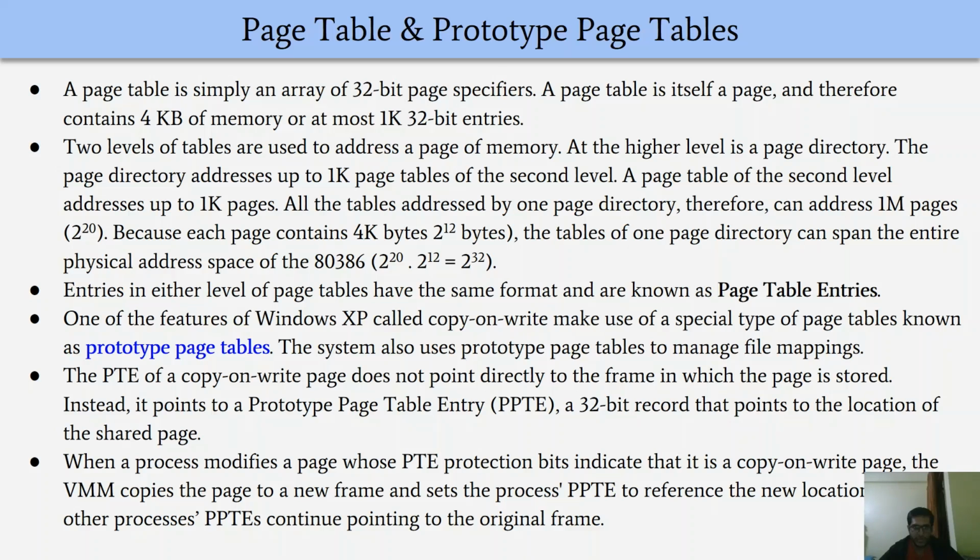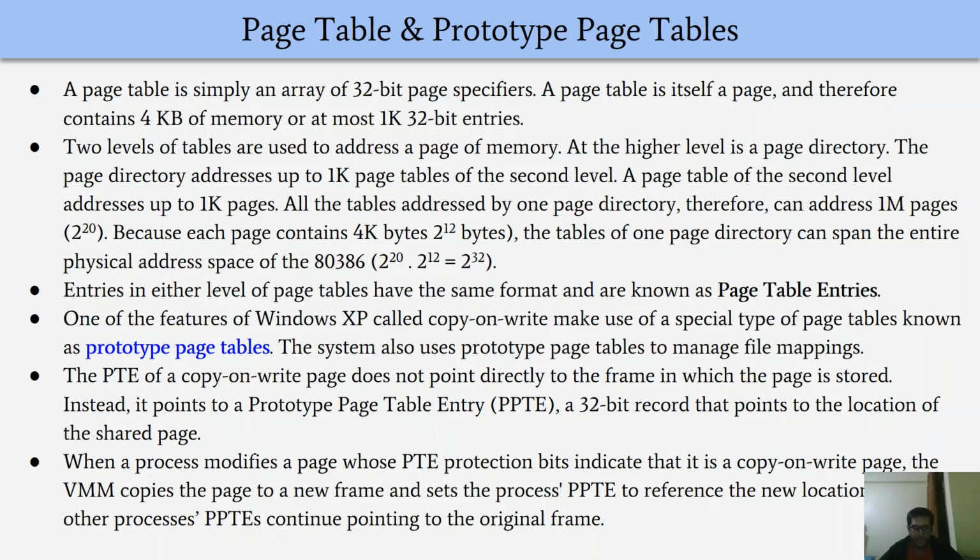So all the tables addressed by one page directory can address 1 million pages, which is 2 to the power 20. And now since each page contains 4 kilobytes of memory, the tables of one page directory can span the entire physical address space, which is 2 to the power 32. The entries in the page table are known as page table entries and they have a specific format.